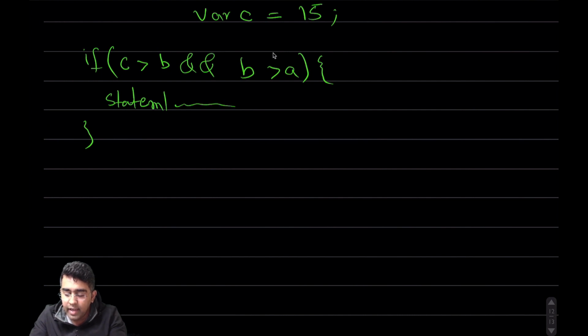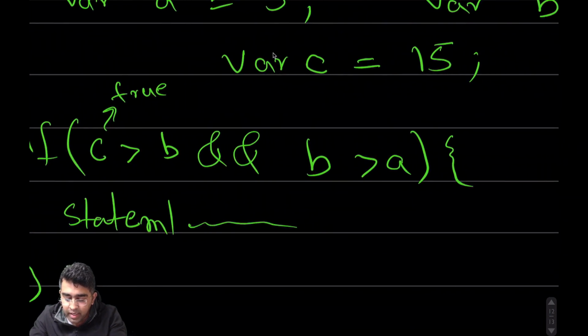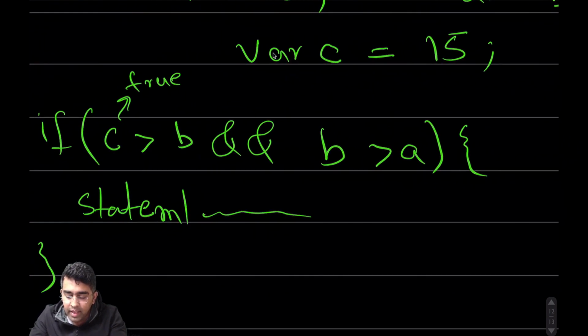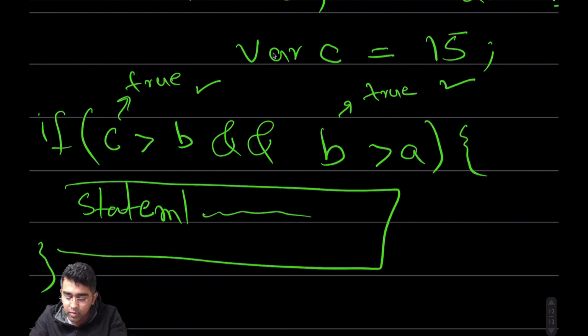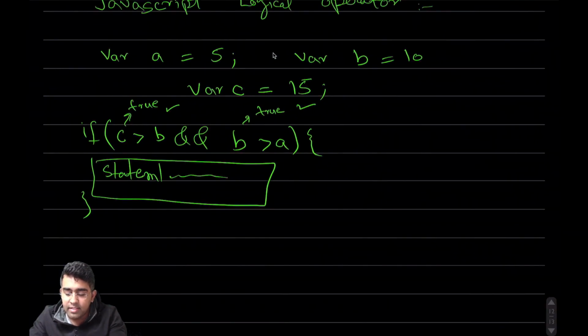Now let's say the compiler checks this. If that's true, let me just make it bigger. If that becomes true, then it's okay. Then it will go to the next condition. Now, if that becomes true as well, then it is okay. Then it will go and execute this statement. All right. But if any of the conditions gets false, it will not execute the statement. It will go to the else block if there is any.